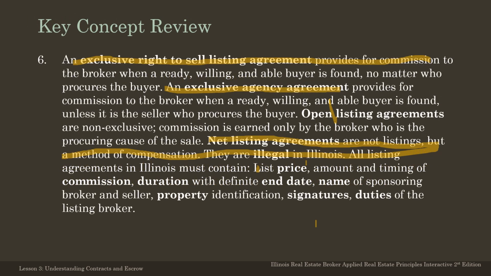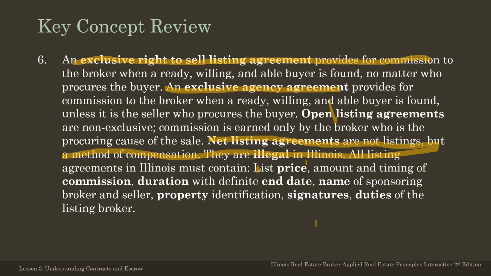The exclusive right to sell, which is where only one brokerage firm is given the right to sell during that particular period of time, means that if a buyer is found, no matter where that buyer comes from, you get paid. Exclusive agency is a little different. Remember, that's where an owner does have the right to sell. An exclusive agency gives one brokerage firm the right to sell, but the seller retains the right to sell the property themselves and not pay a commission. A good example of that would be a builder listing where they have their own sales staff as well. Open listings have no effect.